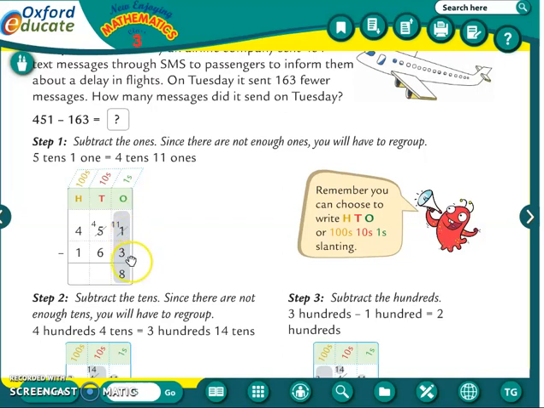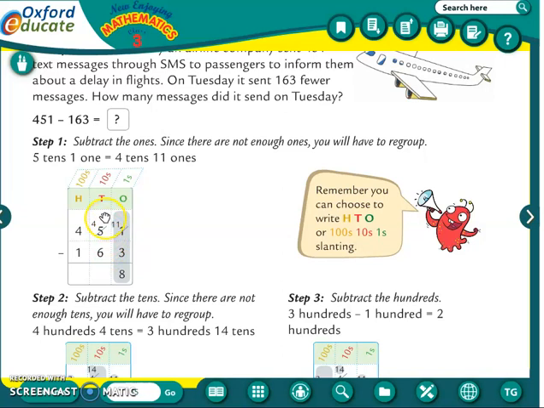1 minus 3, that we can't do. That is why we have to cut 1 and we will write here 11. And we will borrow from the tens place. So we have to cut here 5 and we will write here 4. So 11 minus 3 is equal to 8.